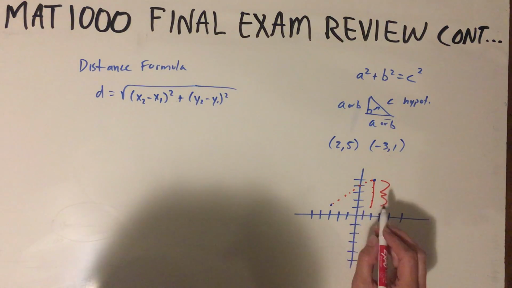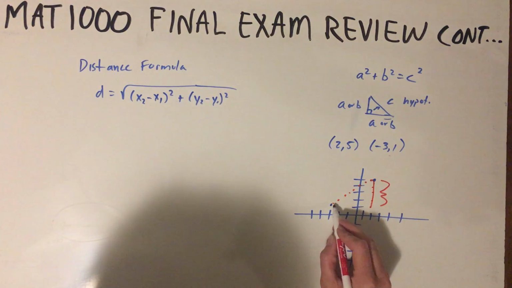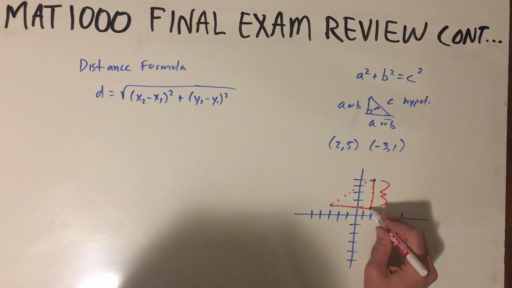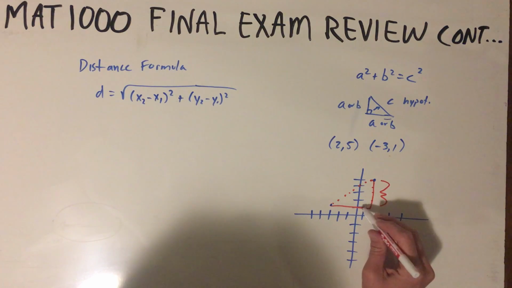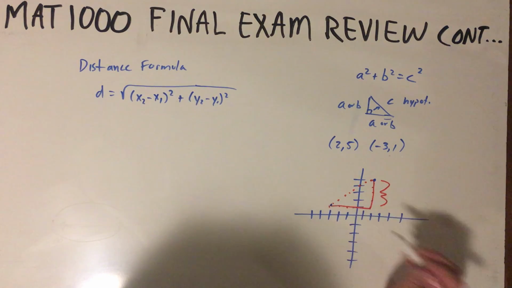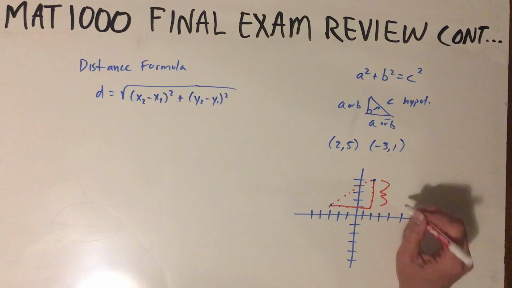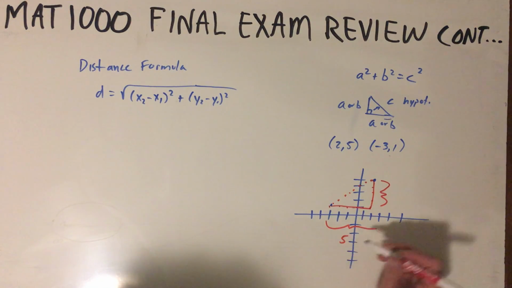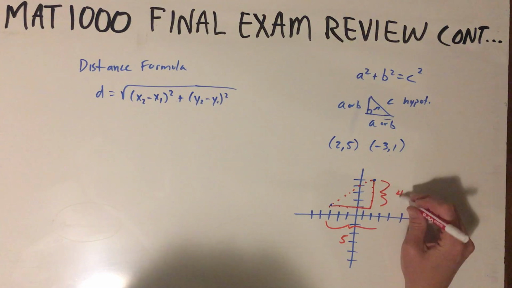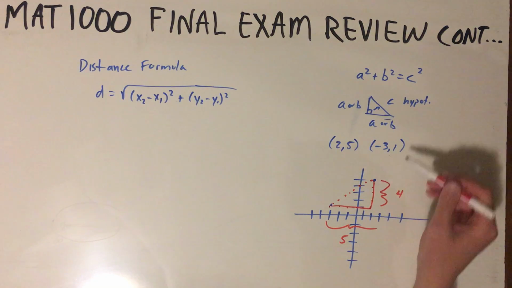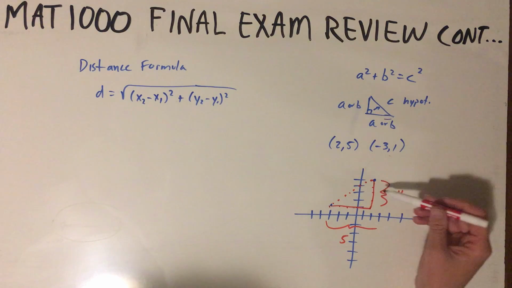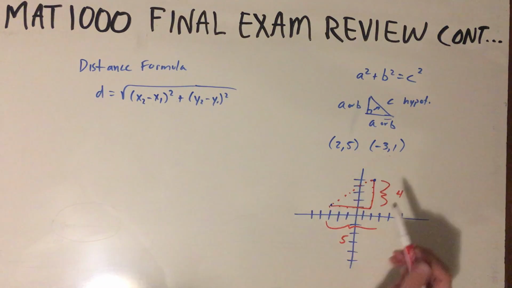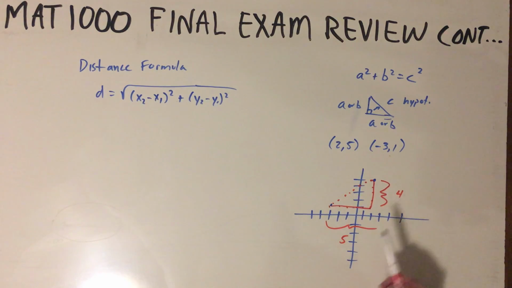And the distance between my x terms, from 2 to negative 3, is going to be 1, 2, 3, 4, 5. So the distance from here to here is going to be 5, and the distance from here to here is going to be 4. This is my triangle, but without making this triangle with the points, the distance formula is going to give me the distance between here and here.